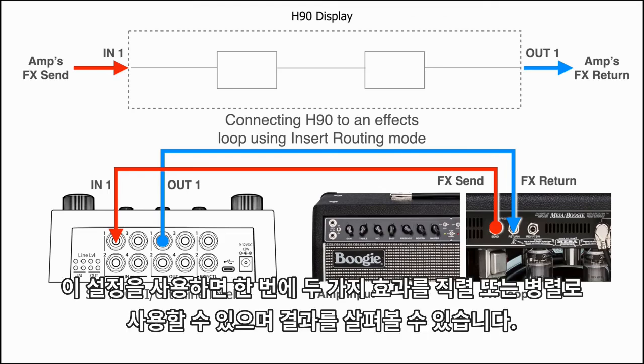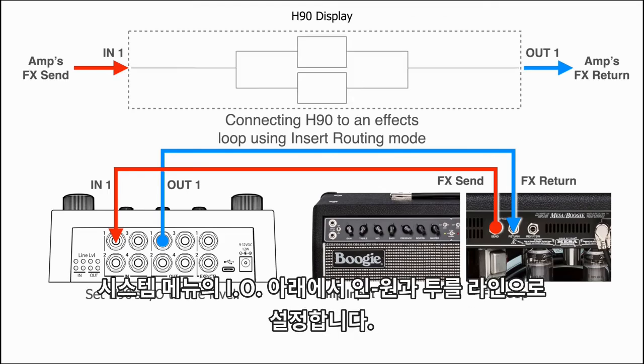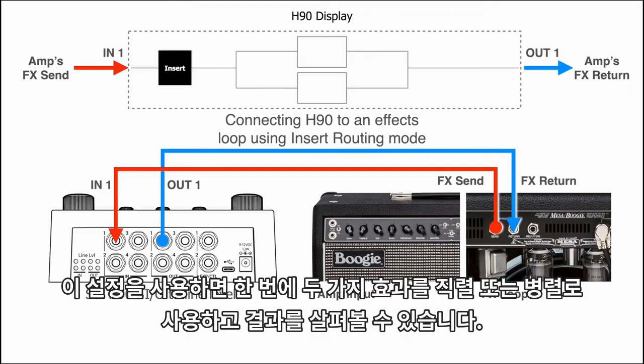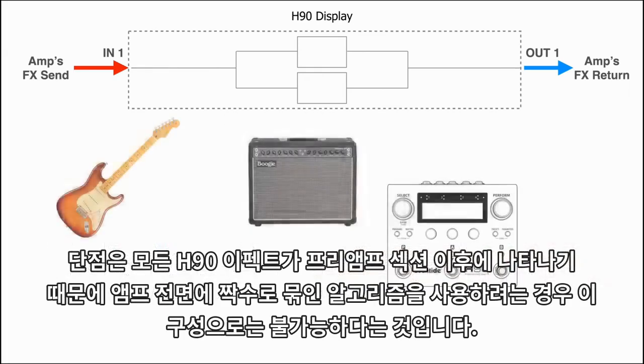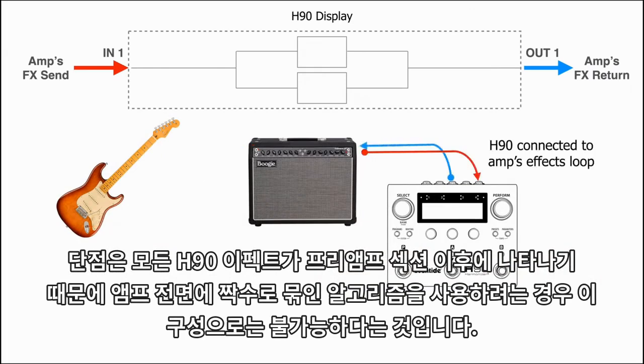With this setup, we can use 2 effects at once in series or parallel and take advantage of inserts as well. The disadvantage is that all the H90 effects appear after the preamp section, so if we have a desire to use Eventide algorithms going into the front of the amp, we won't be able to do it with this configuration.